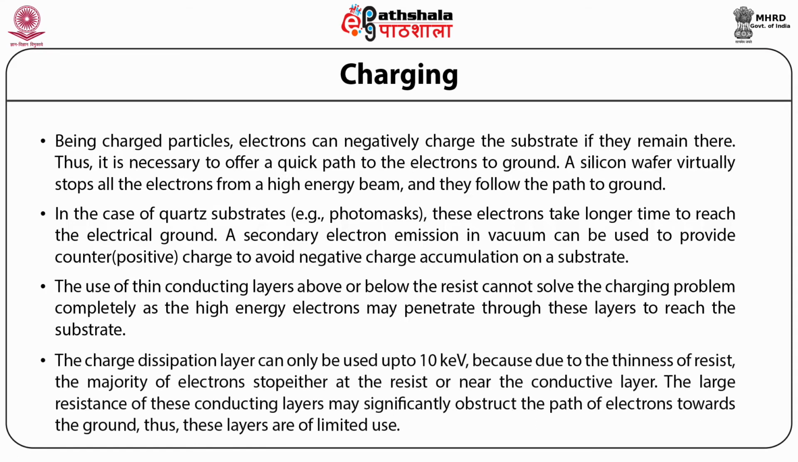The charge dissipation layer can also be used up to 10 kilo electron volt because due to the thinness of resist, the majority of electrons stop either at the resist or near the conductive layer. The large resistance of these conducting layers may significantly obstruct the path of electrons towards the ground and thus these layers are of limited use.